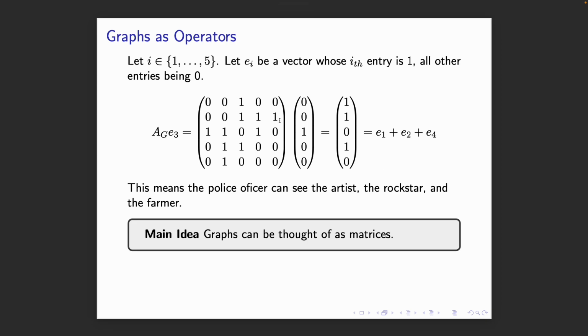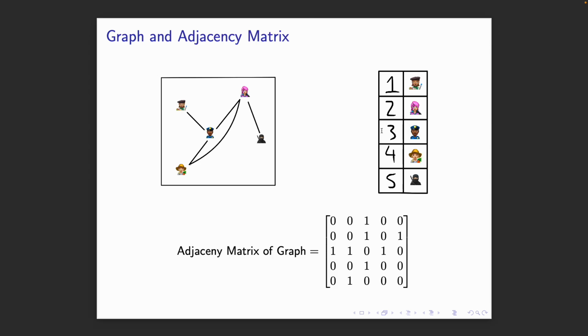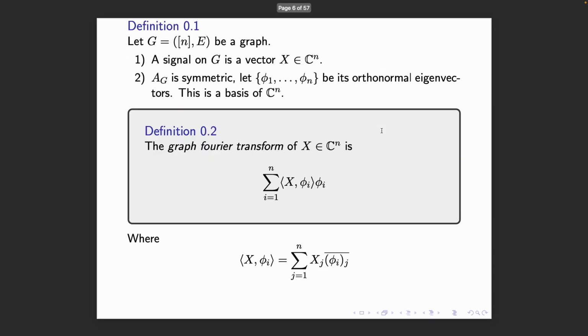If you multiply the adjacency matrix of a graph by a vector with a 1 only at a single position, then the output is going to be a vector with a 1 for every neighbor of that vertex. So here, the vector with the 1 only in the 3's position corresponds to the police officer. When you multiply it by the adjacency matrix, you get a vector with 1, 1, 0, 1, 0, which corresponds to the artist, the rock star, and the farmer. So this computation tells you that the police officer could see the artist, rock star, and farmer.